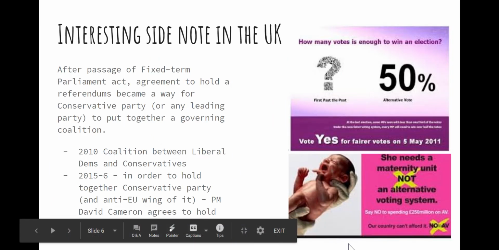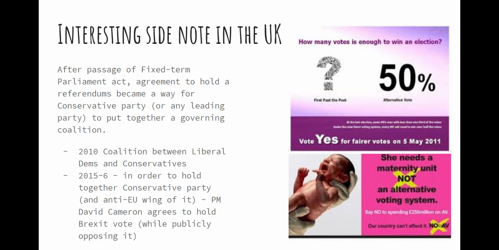All right. And an interesting side note in the UK, thinking about referenda and how they interact with parliamentary systems. After the passage of the Fixed Term Parliament Act, which essentially said that there needed to be elections every 5 years, agreement to hold referendums became a way for governing parties or leading parties to put together a coalition in an easier way. So the 2010 coalition between the Liberal Democrats and the Conservatives: the Conservatives didn't have enough MPs for a governing majority. So they had to build a coalition government with the third party, the Liberal Democrats. And this was a very big deal at the time.